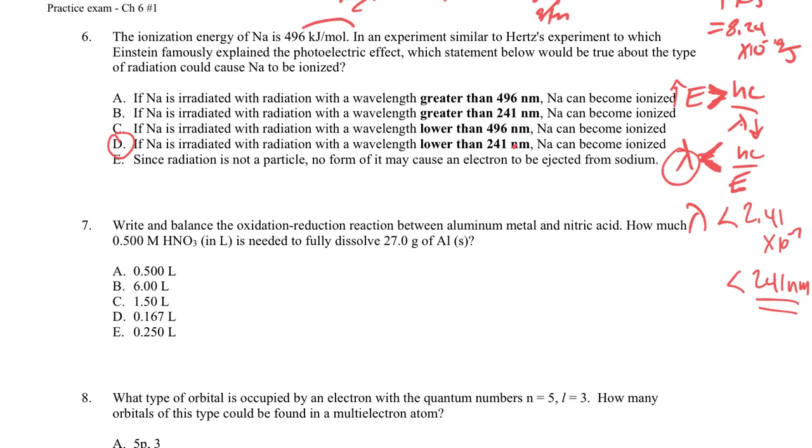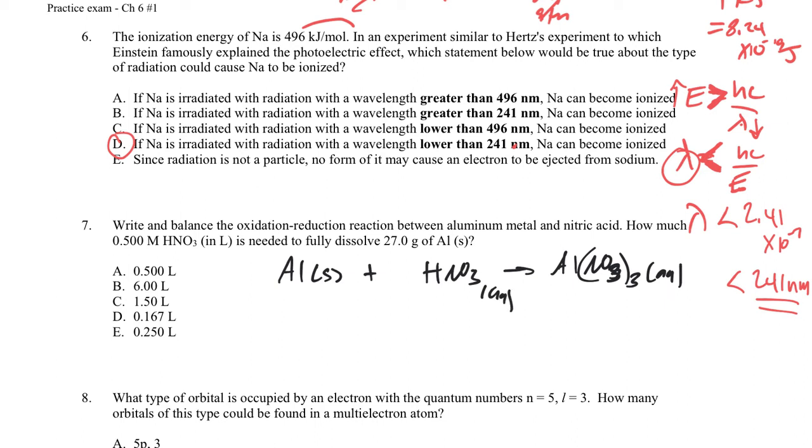Moving on to number 7, write and balance the oxidation reaction between aluminum metal and nitric acid. So that'd be Al, aluminum solid, plus HNO3. This is going to form Al(NO3)3, which is water soluble. The acid's water soluble. And then the other product here being H2 gas, which actually would just float away from the reaction solution.